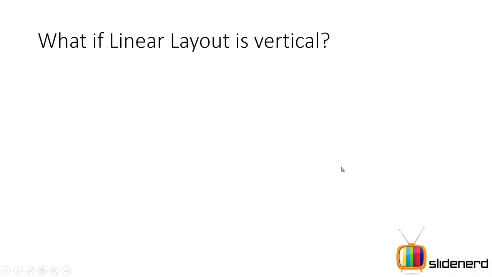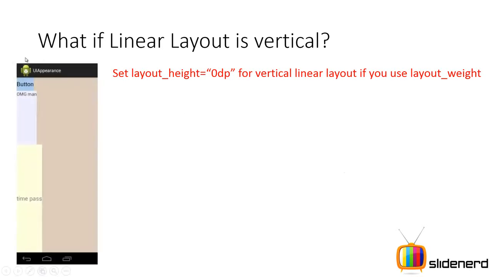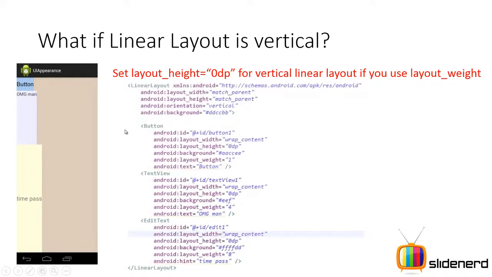Again, if you see what happens in a vertical layout, it is something like this. Take a look. The button is 1, the text view is 4, and time pass is 8. This time, since your orientation is vertical, it is the height that comes into consideration. That means Android is going to dynamically calculate the height ratios for all your views, and that means layout height equals wrap content is redundant. So you don't need to put wrap content there. You can simply put 0 dp.